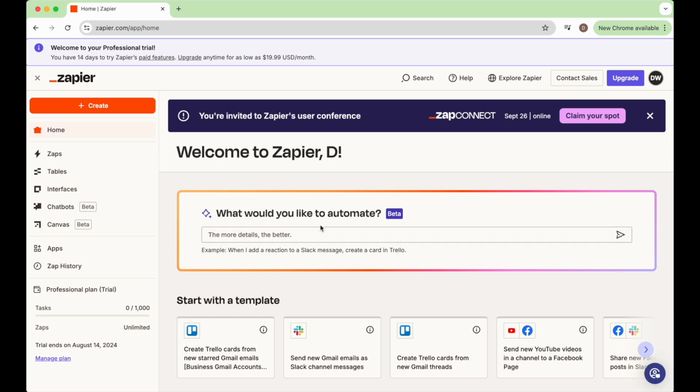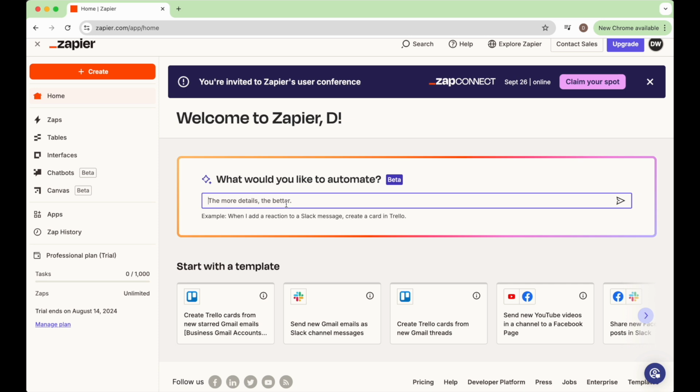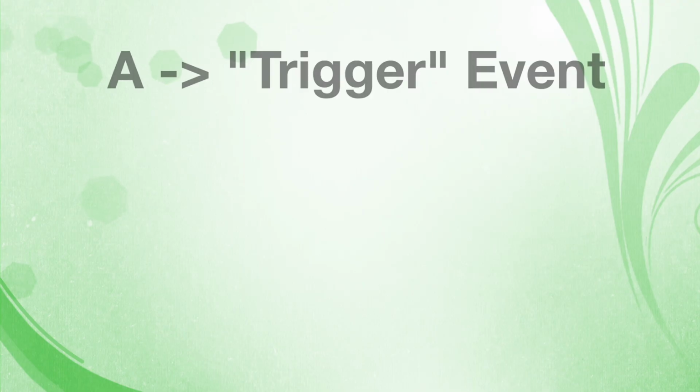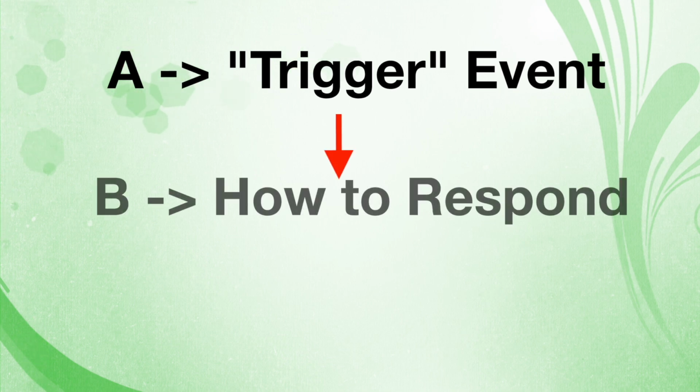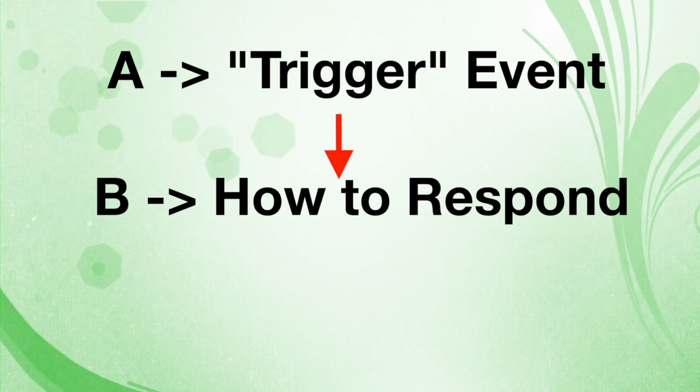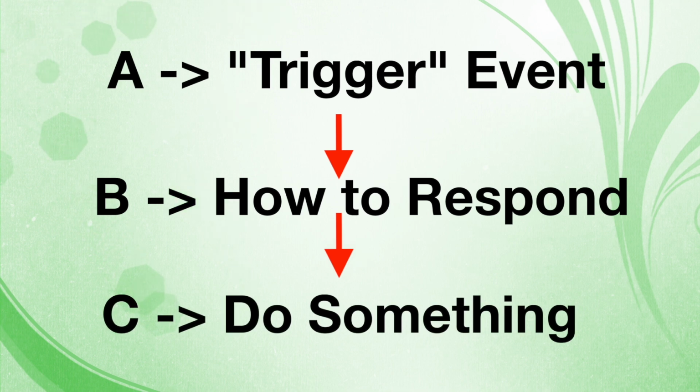So here is where I need to stop, and we're going to talk about what an automation is. There are going to be 3 basic steps to an automation. A, a trigger: something happened. B, what do you want to do once this thing happens? And C, moving forward, creating an action based on the event that happened.